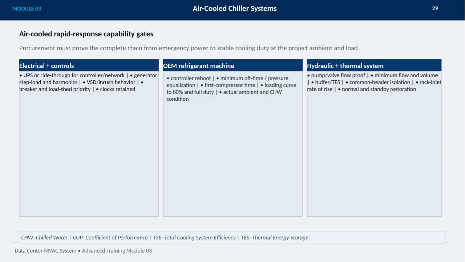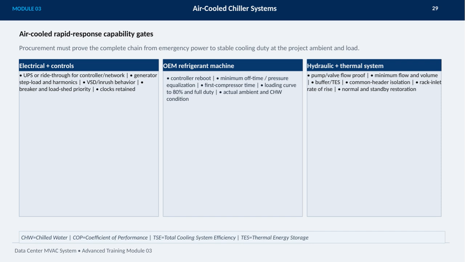This module focuses on air-cooled chiller systems within data center MVAC setups. One key point is that procurement must verify the entire chain from emergency power all the way to stable cooling performance, considering the project's ambient conditions and load. Starting with the electrical and controls aspect, it's crucial to have uninterrupted power supply or ride-through capabilities for controllers and networks, manage generator step-load impacts and harmonics, understand variable speed drive inrush behavior, set appropriate breaker and load shed priorities, and maintain accurate timing with retained clocks.